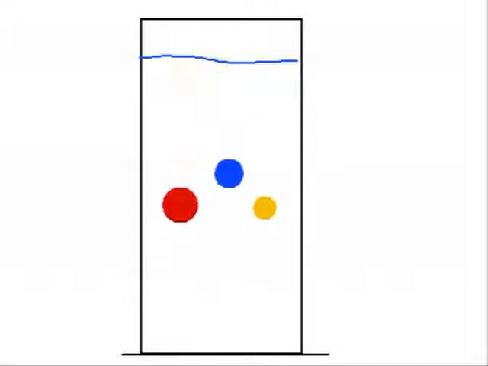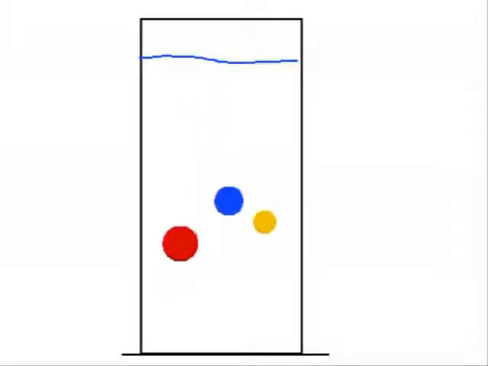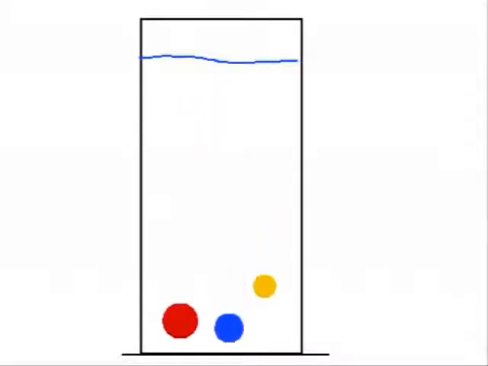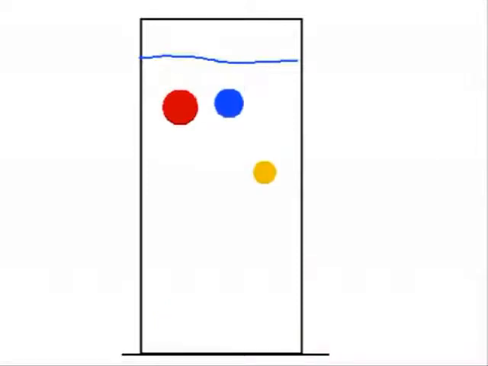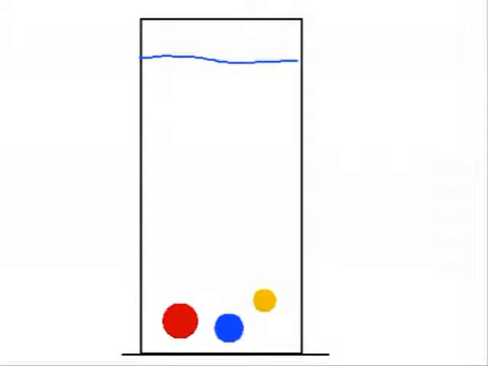This is an illustration of free settling, where the bigger particles settle faster than the smaller ones. The red's the biggest, the blue's intermediate, and the yellow's the smallest. And basically they're settling without any interference with each other, which is why we say free settling.